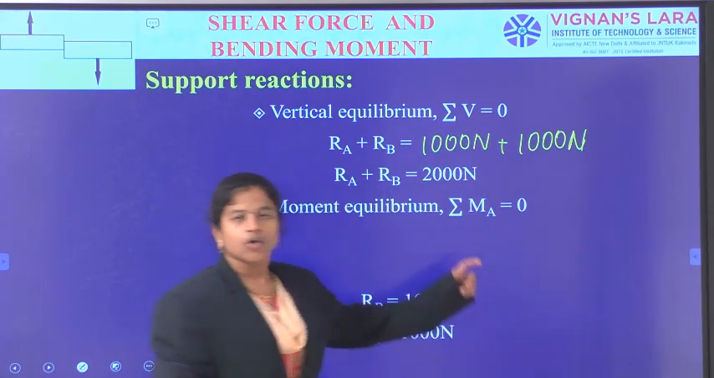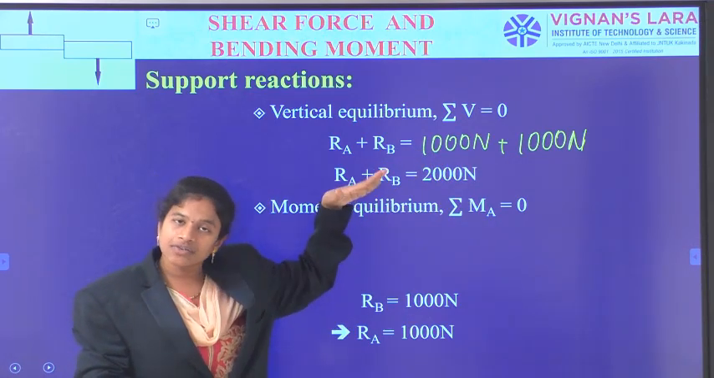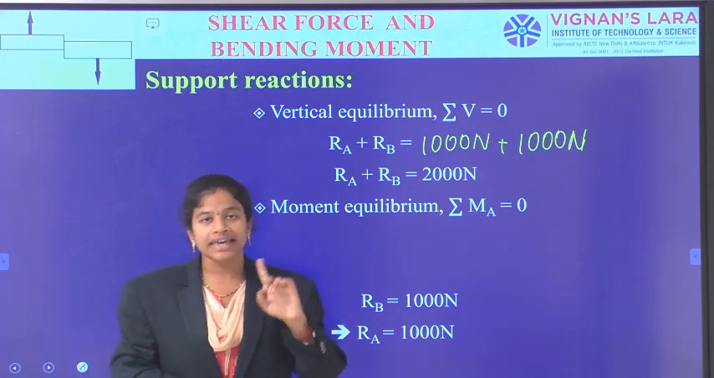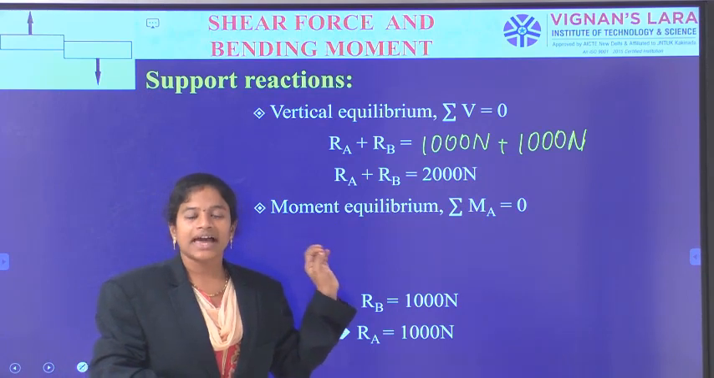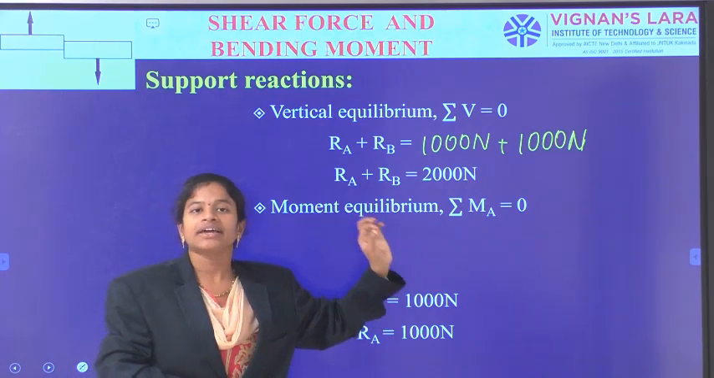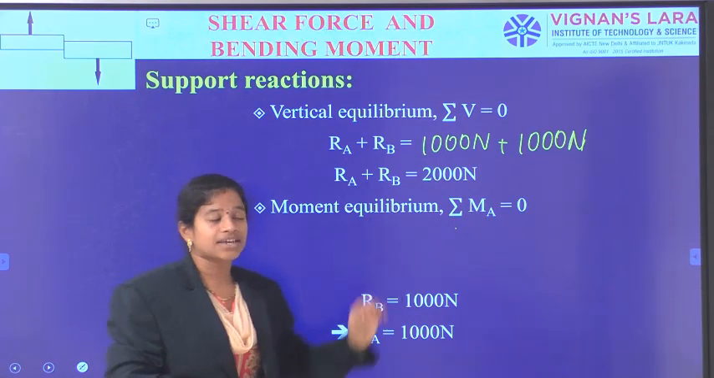So, in this way, we are getting the total downward load, and RA plus RB is equal to a total of 2000 Newtons. Now, for calculating any of the support reactions, what we need to do? We need to calculate moment about any support. Moment about any support is equal to 0. So, sigma MA is equal to 0.